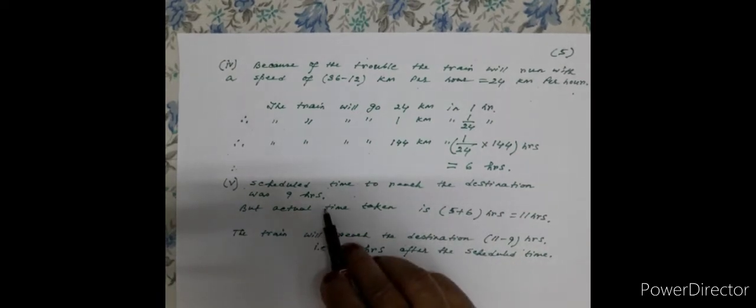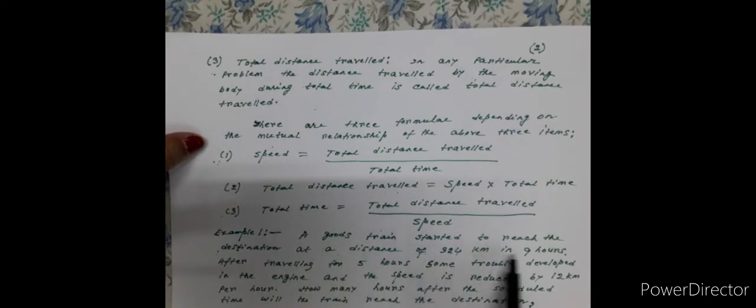Okay. Now come to part 5. What was part 5? The scheduled time was 9 hours. Now, what time has actually been spent and its difference from the scheduled time are to be determined. The scheduled time to reach the destination was 9 hours. See, the train was supposed to reach the destination at a distance of 324 kilometers in 9 hours.